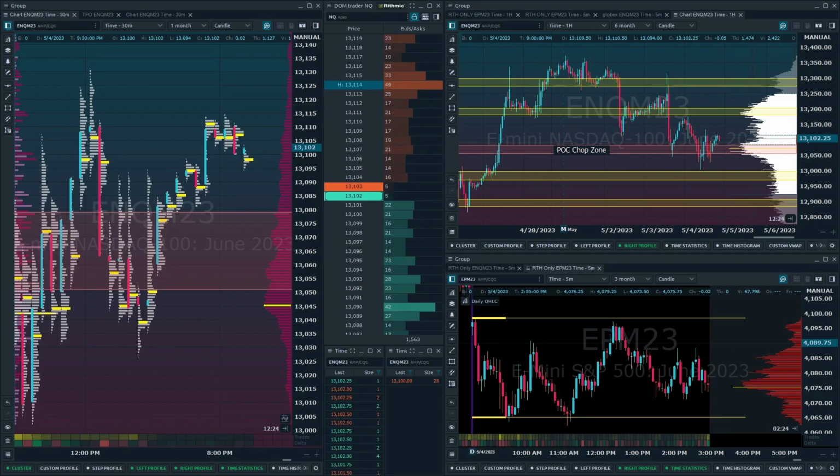Now, what is volume profile, you may ask? It is simply the amount of trades that have taken place for a specific time frame that you have chosen. And there are three volume profiles that I like to use.